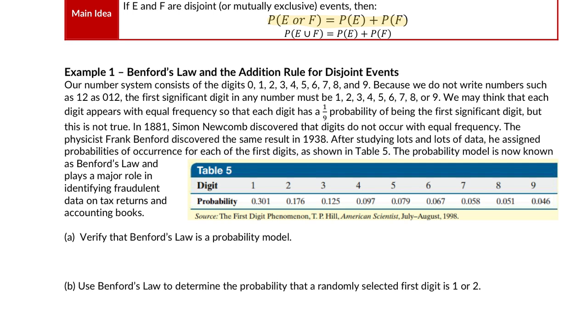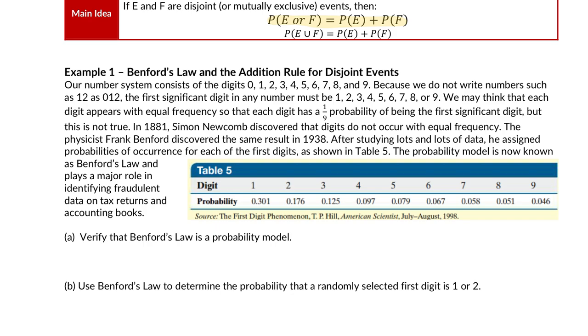In 1881, Simon Newcomb discovered that digits do not occur with equal frequency. The physicist Frank Benford discovered the same result in 1938, and after studying lots and lots of data, he assigned some results for the possible occurrences of each digit, shown in the table below. This is called Benford's Law and plays a major role in identifying fraudulent data on tax returns or accounting books.